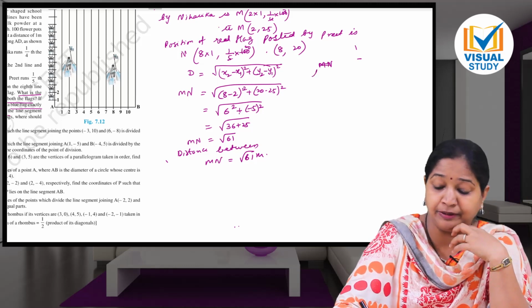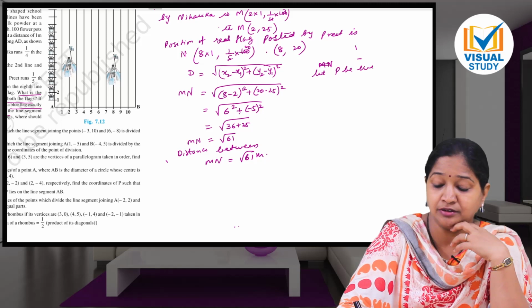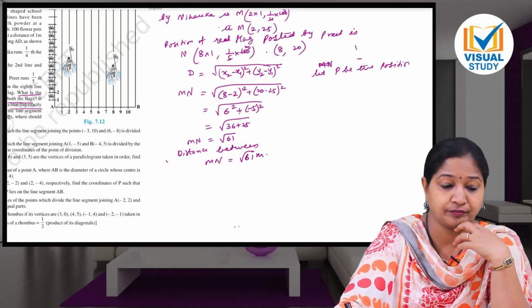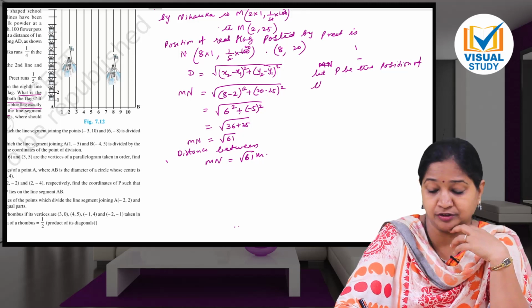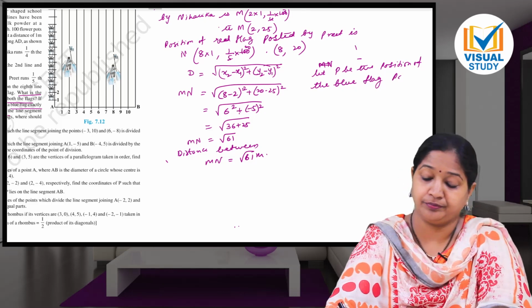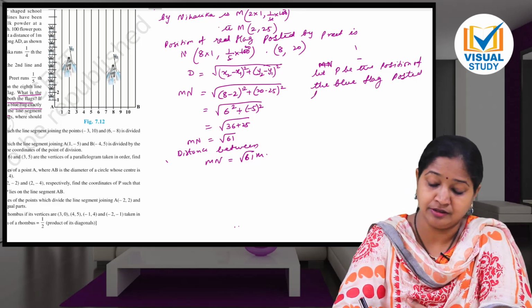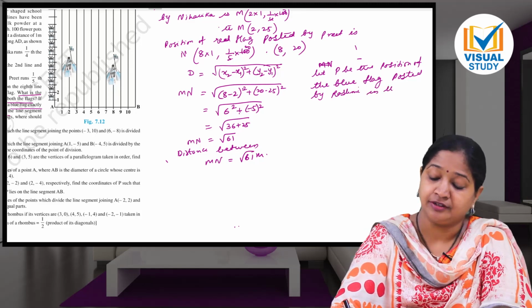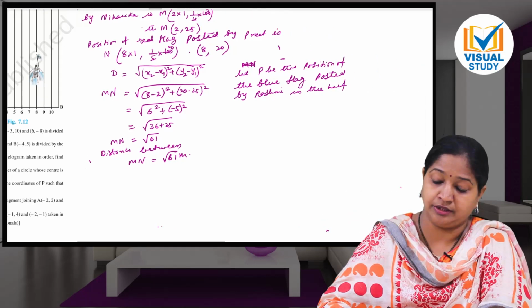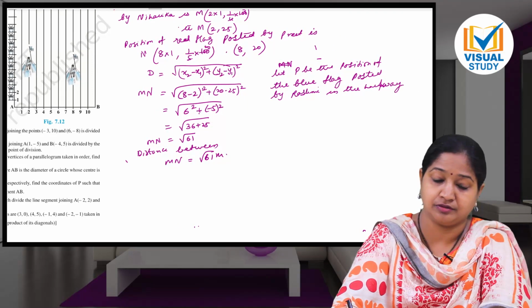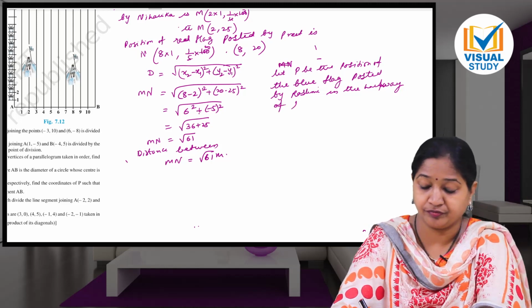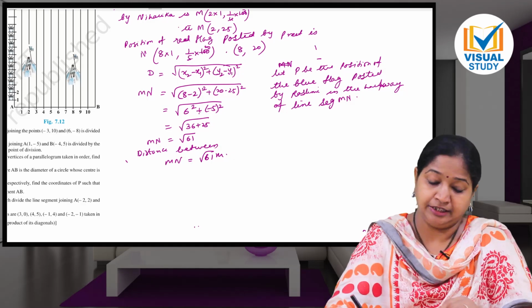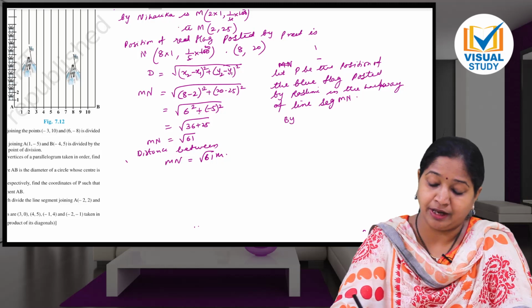That was the distance of MN. So let P be the position of the blue flag posted by Rashmi in the halfway of line segment MN. So, it will be by the midpoint formula.